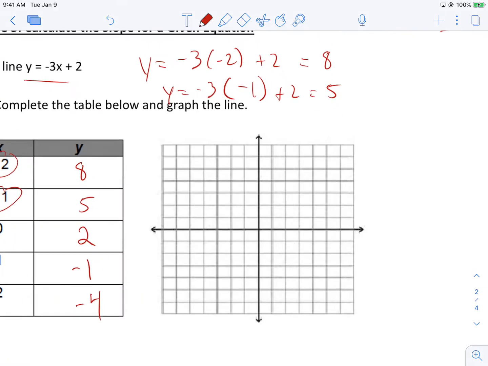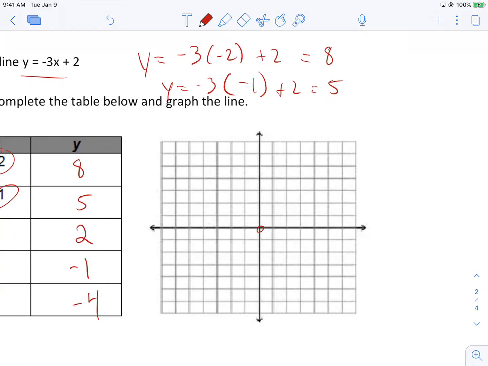So let's zoom in on this graph a little bit, and let's get to plotting. So 1, 2, 3, 4, 5, 6, 7. I'm going to need an 8. -1, -2, -3, -4, -5, -6. 1, 2, 3, 4, 5, 6. -1, -2, -3, -4, -5, -6. Remember, of course, this is our y-axis, this is our x-axis.